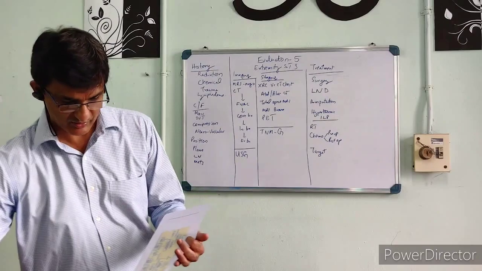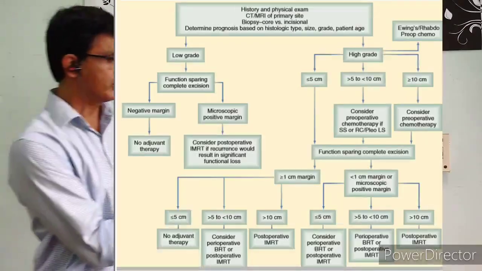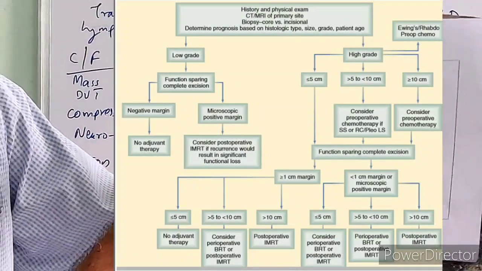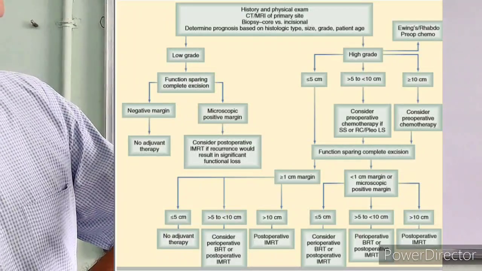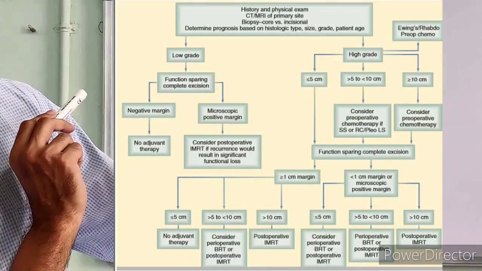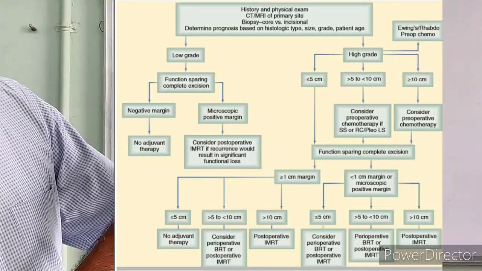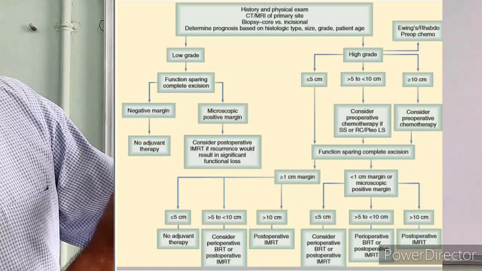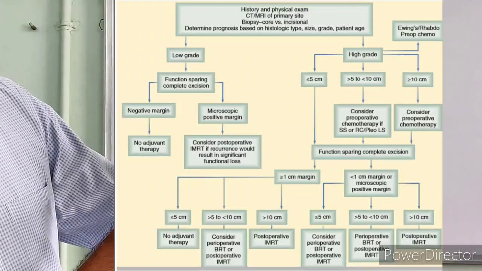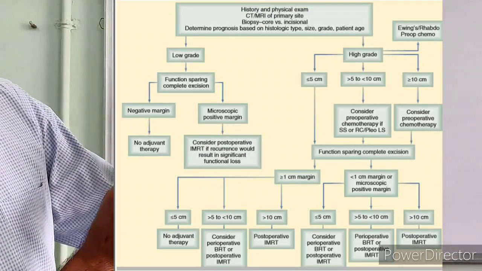Now I will end by showing you the final flow chart. Okay. So for the tumor, history, physical examination, CT, MRI, biopsy and IHC are done, and it is proven to be a low-grade tumor. A low-grade tumor is excised with negative margin: no adjuvant therapy. This is what I said. Low-grade, excised properly, no matter. But if there is a positive margin, there is a role: you may go for post-operative radiation therapy.